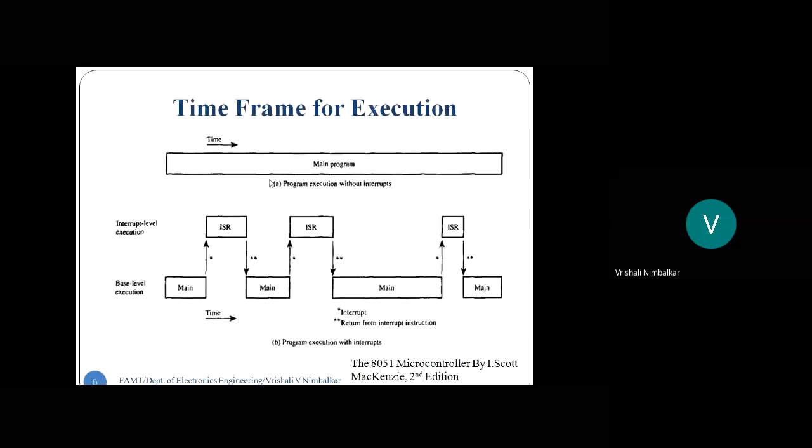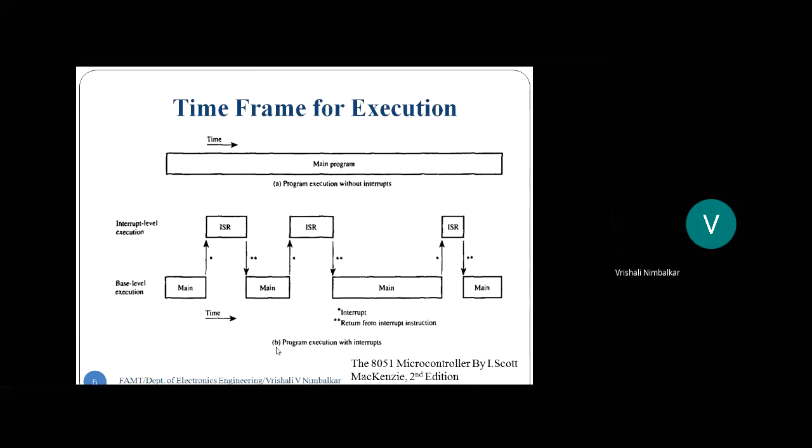So look into figure A. With respect to time, the microcontroller keeps on sequentially executing the main program. One instruction after the other, then the next instruction, then the next. And this process is continuous. So diagram A is the time frame when there are no interrupts arriving.